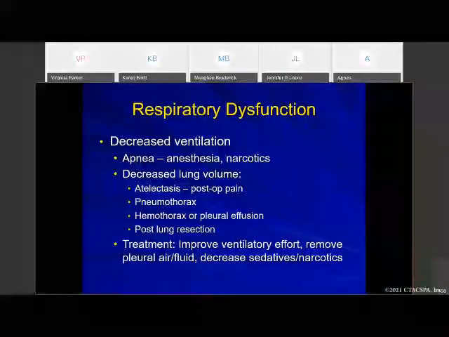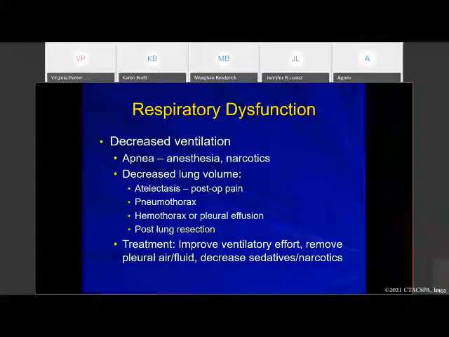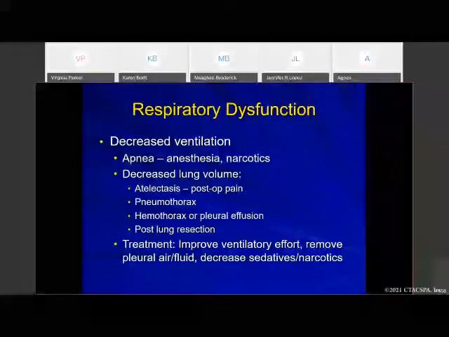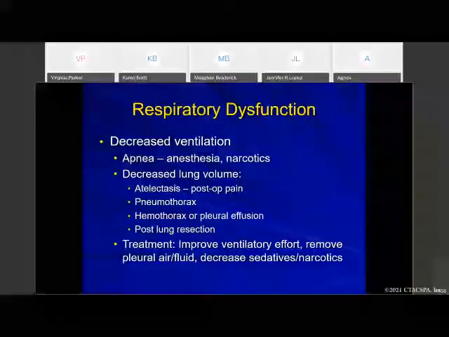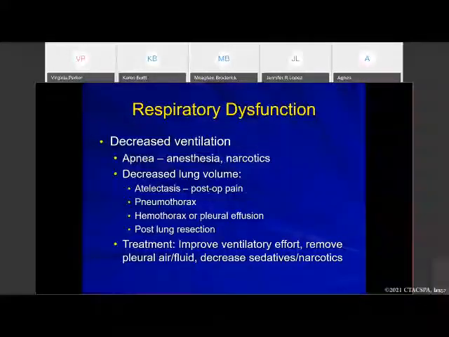With decreased ventilation, of course, our patients are part of that, having anesthesia, narcotics, and decreased lung volume, which give you atelectasis, where the lung doesn't ventilate and sticks together. You could have a pneumothorax or a hemothorax, which would give you decreased ventilation. Post-lung resection, you'd have decreased ventilation. Of course, the treatment is improved ventilatory effort. Remove any pleural air or fluid that might be decreasing the ventilation in that lung.